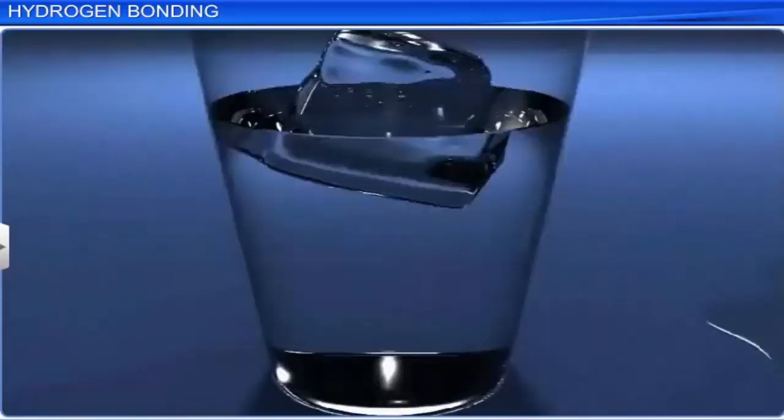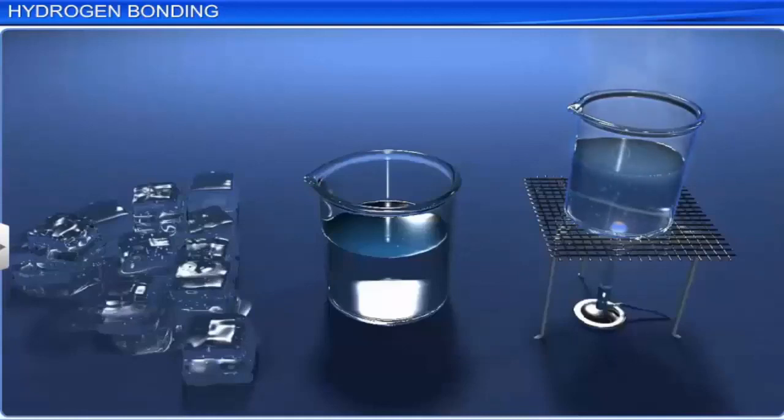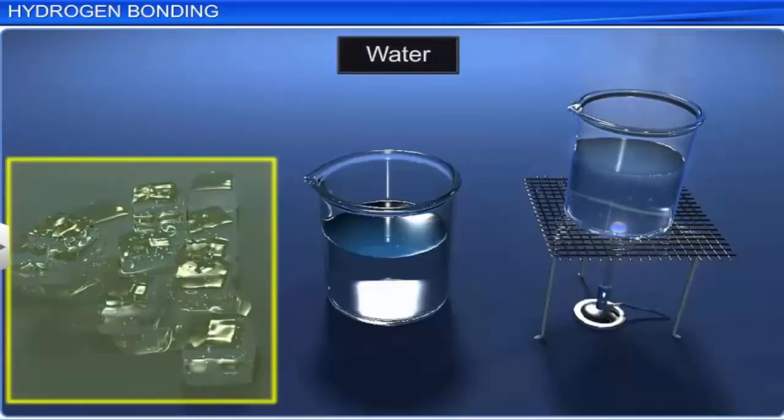Hydrogen bond is strongest when the compound is in the solid state, and weakest or absent when it is in the gaseous state. For example, in H2O, the strength of hydrogen bond is more in ice, relatively less in water, and is not observed in steam.